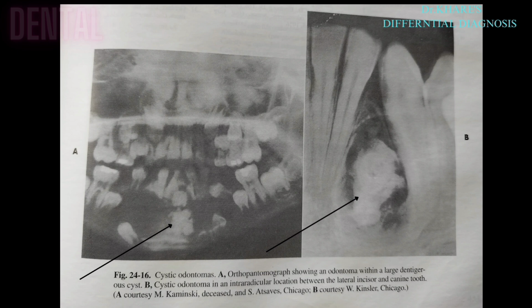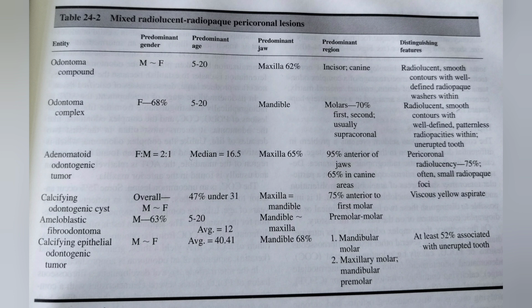These are radiographs showing cystic odontomas, where radiograph A is an orthopantomograph showing an odontoma within a large dentigerous cyst, while radiograph B shows cystic odontoma in an intraradicular location between the lateral incisor and canine tooth. You can go through this table showing distinguishing features of mixed radiolucent radiopaque pericoronal lesions.